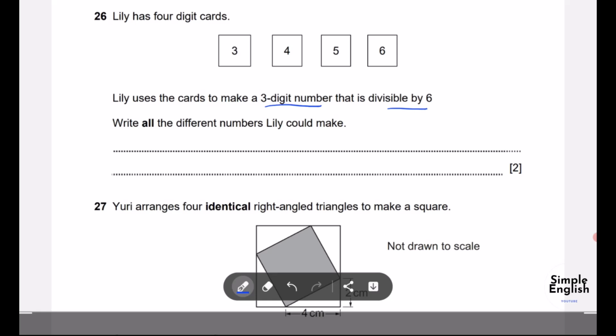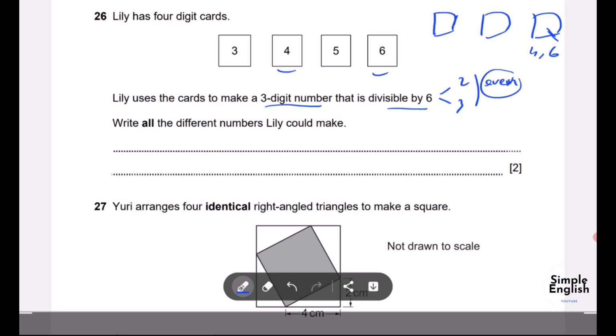Remember, a number that's divisible by 6 means that it is divisible by 2 and 3 too. So that means the last digit must be even. It's an even number, right? So that means here we have a 3-digit number, and the last digit must be 4 or 6, right? Because it's an even number. Okay, let's check number 4 first.